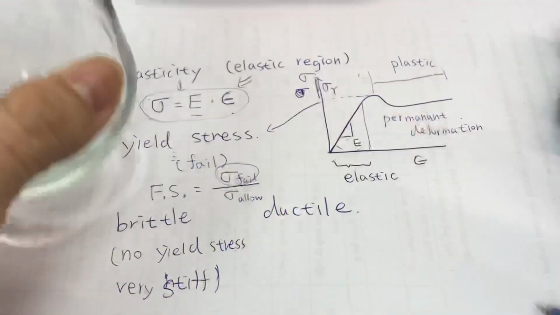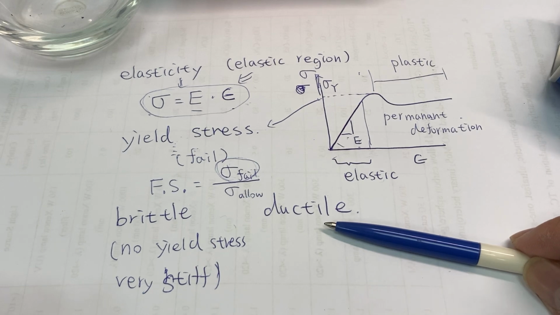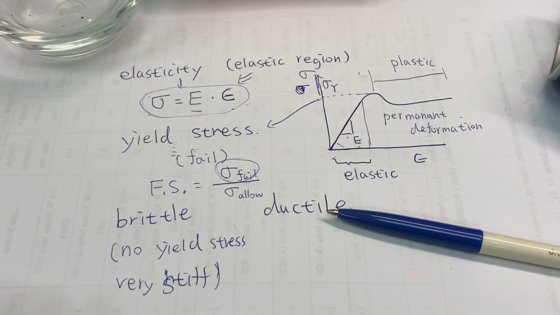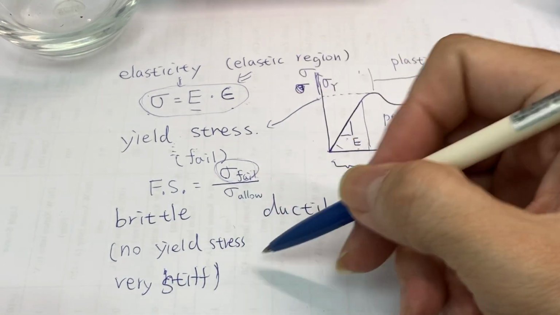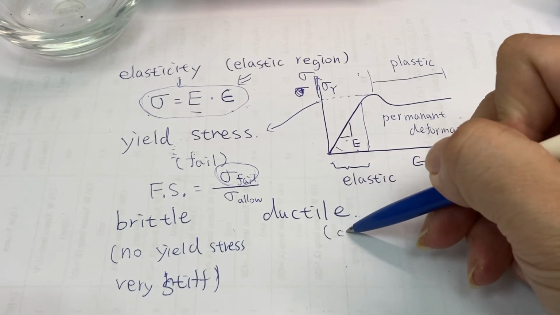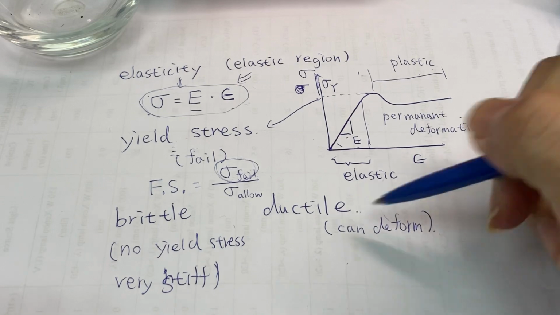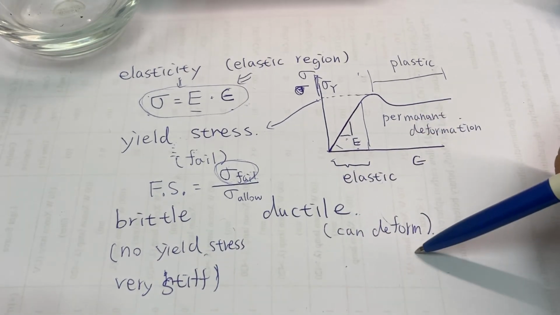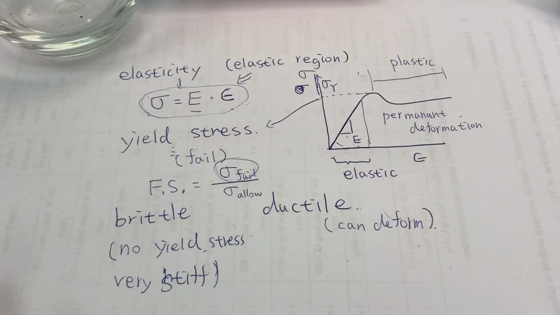The opposite situation is called ductile. Ductile means your material has yield stress. It can deform. A brittle material, you cannot deform. It just breaks, shatters, when you apply stress beyond a certain point.